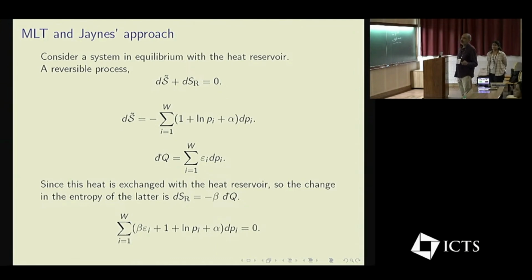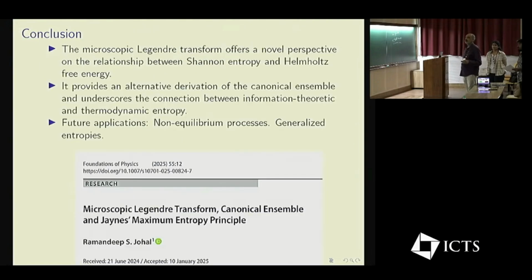Then if you combine this with this, you get this condition, which is exactly the same variational condition as obtained by Jaynes. So now here the probabilities can vary independently because of this condition. It's an exact differential, and so each term should be 0. So this also gives you the canonical distribution once again.